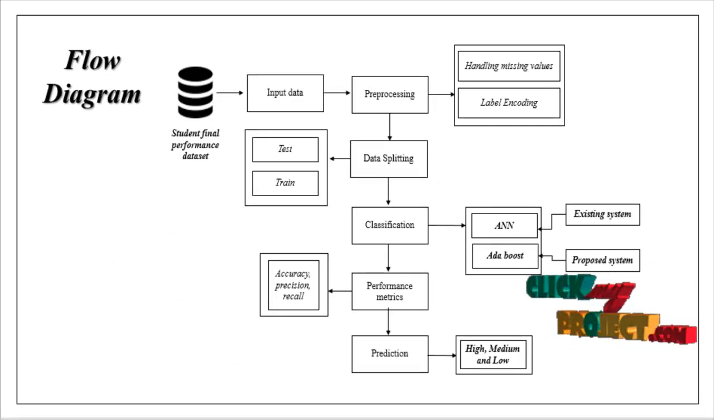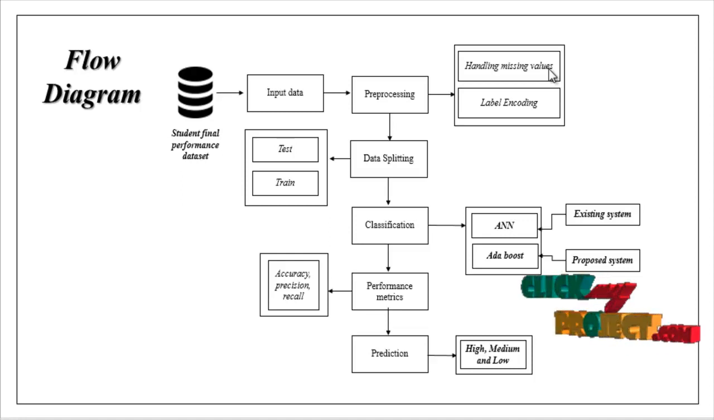This is the flow of our project. First, we have to take the student final performance dataset. Then select the collected input dataset by using the pandas package. Then the selected data are carried out to the pre-processing step. In this step we have to handle missing values.